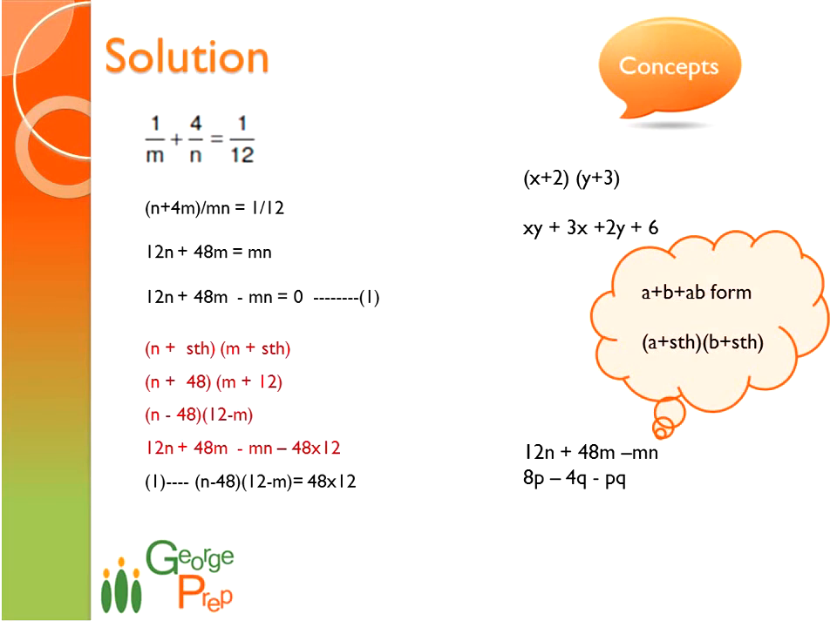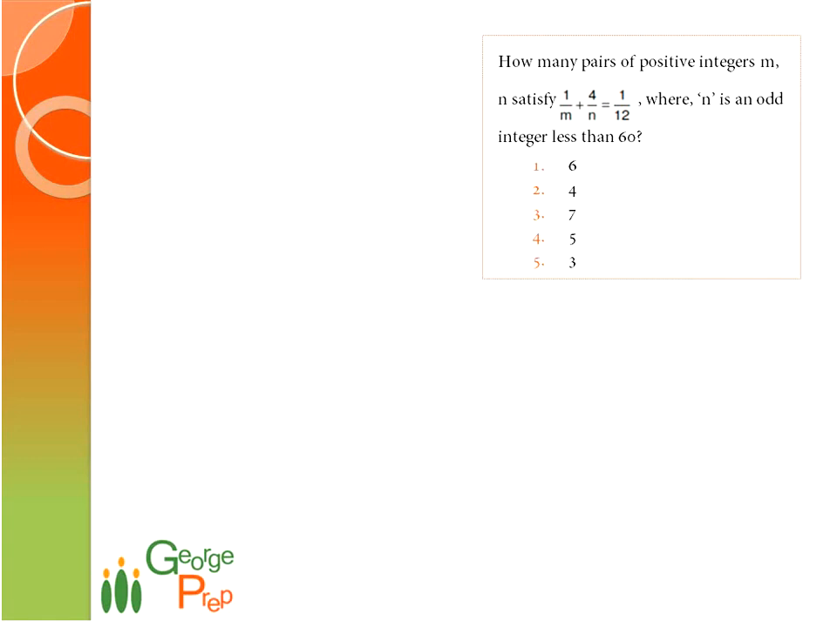Now let's get back to the question. So this was the expression given and this is the question. How many pairs of positive integers? These are the options given. We have got some conditions here for n, right? We'll have to find how many pairs of positive integers m and n, where n is an odd integer less than 60. So two conditions are here: n should be positive, and n should be an odd integer less than 60.